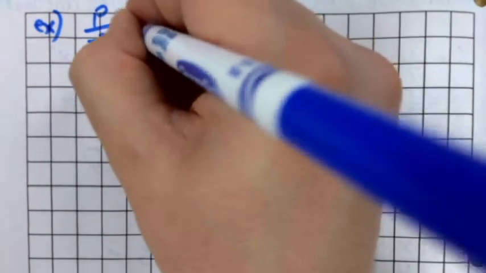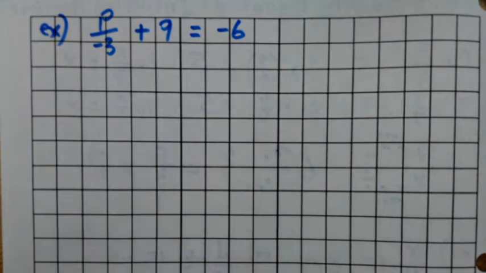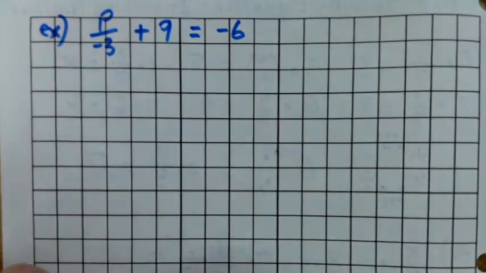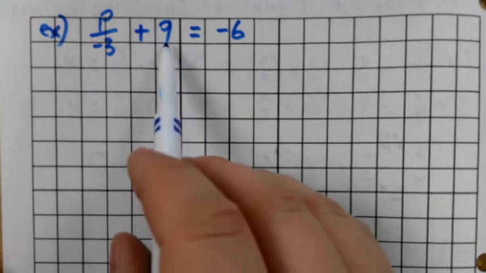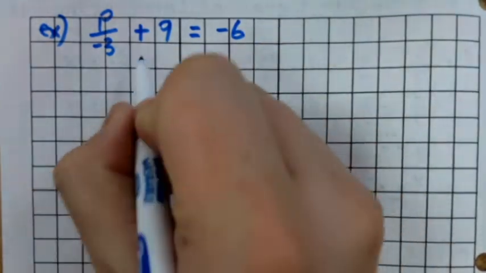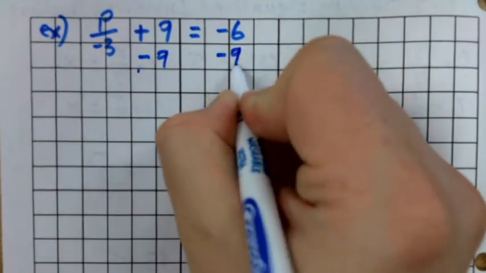Let's go with P over negative 3 plus 9 equals negative 6. Let's see what happens here. Now, just remember, in these equations, to solve them, we need to get rid of the constant first. So first things first, we need to subtract 9 from both sides.